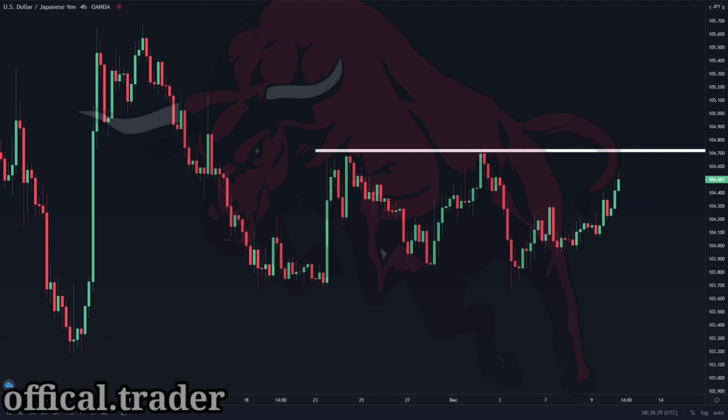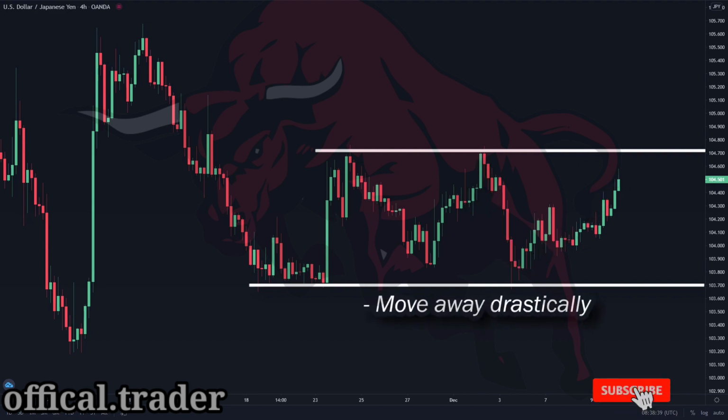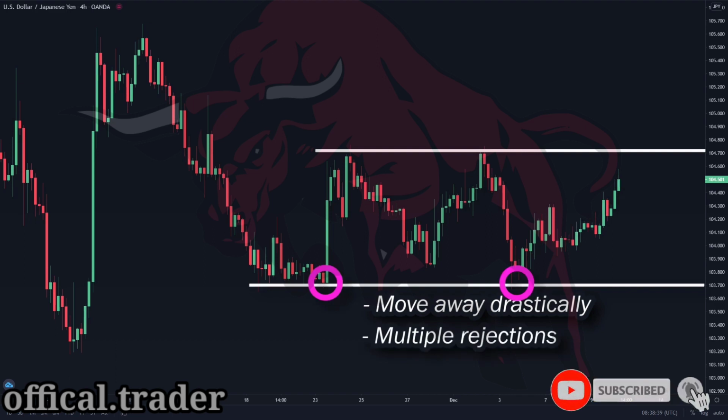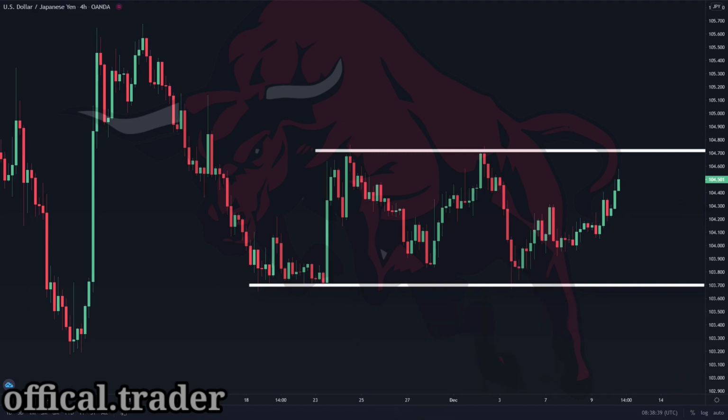And down here, we also spotted another level. As you can see, prices went down, hit and reversed upwards. So it made a drastic movement from a point of swing low. There are also multiple rejections. Plus, it's also the nearest level from the current price. So this is how I would draw a support and resistance for this pair. So let's move on to another chart.